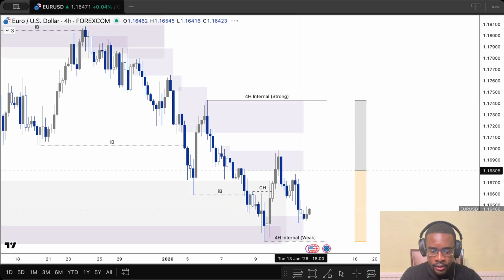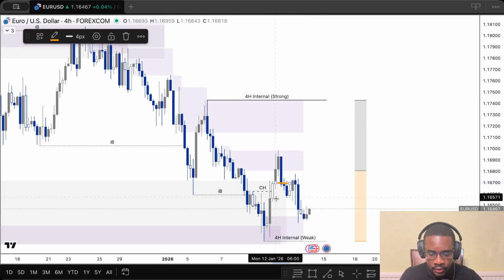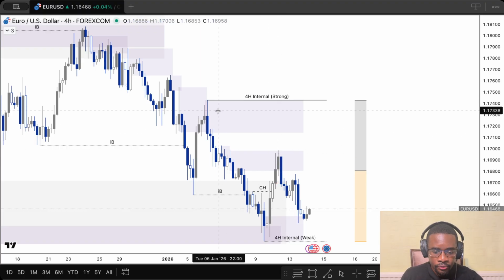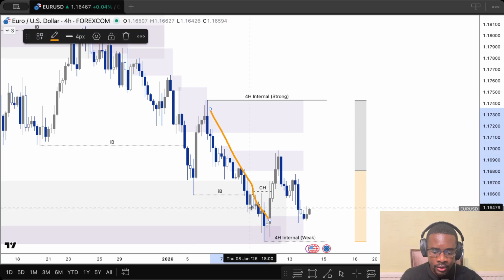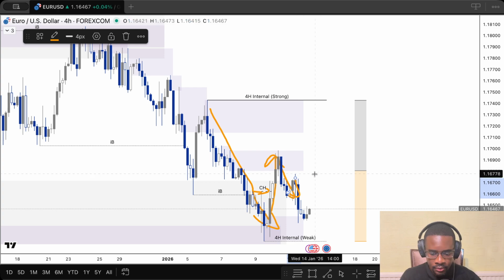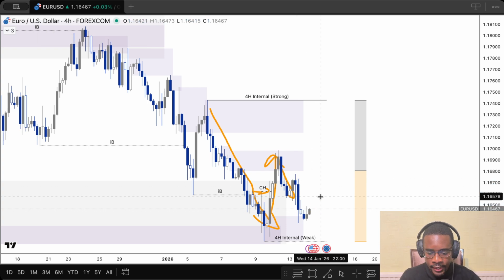So looking at the 4 hour, we had this demand which did not hold, so we were expecting that price will at least react from this extreme for our POI. Now the 4 hour internal is still bearish. We had a choke, which was simply to facilitate a 4 hour internal pullback, and now it seems we are bearish again.